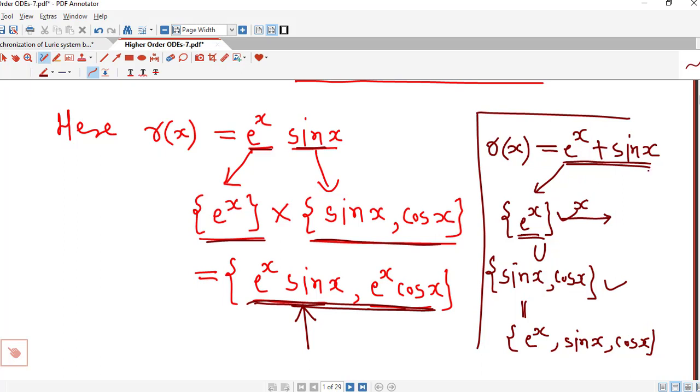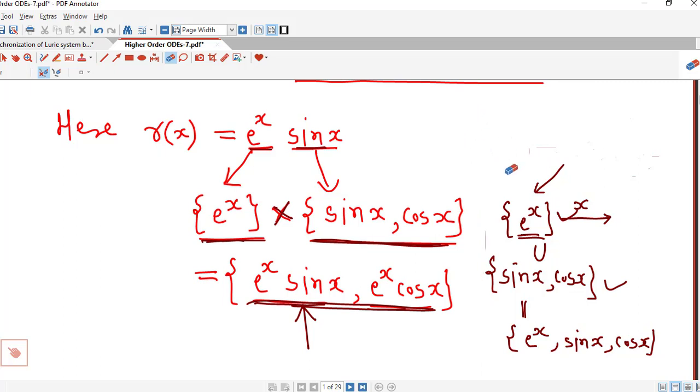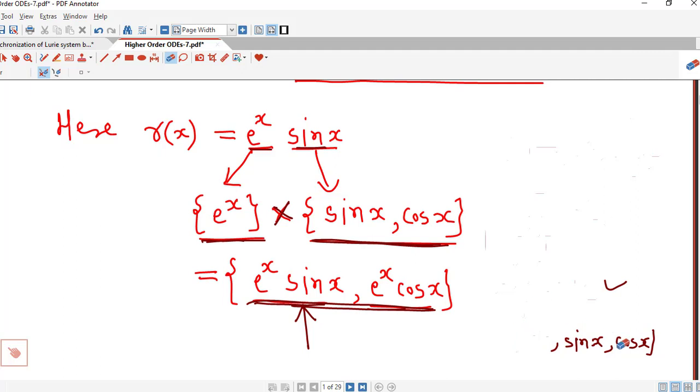If two functions are in addition, then for each individual function we write down the corresponding family of derivatives, and for each individual family we check whether any member is present in the complementary function. Here we are not checking for each individual family. First we take the Cartesian product of the families of derivatives, and then we check whether any member is present in the complementary function or not. For addition of functions, I have discussed in the previous lecture number 18 how to write down the particular solution, which you can watch for further clarification.